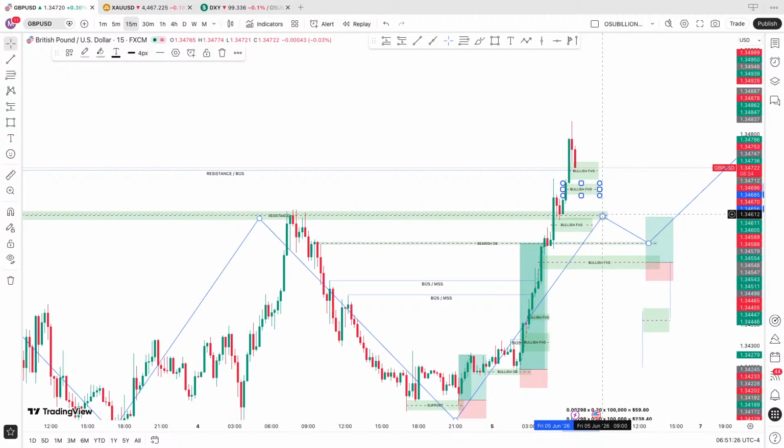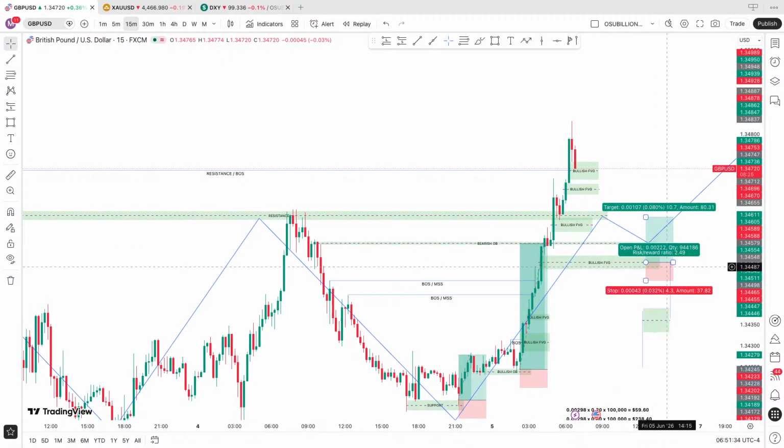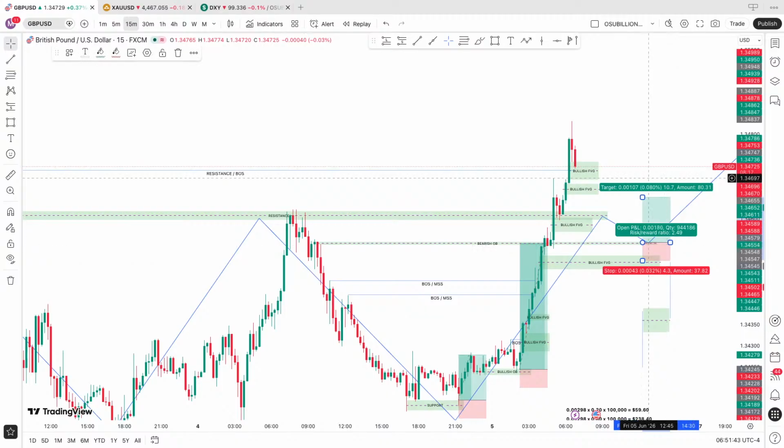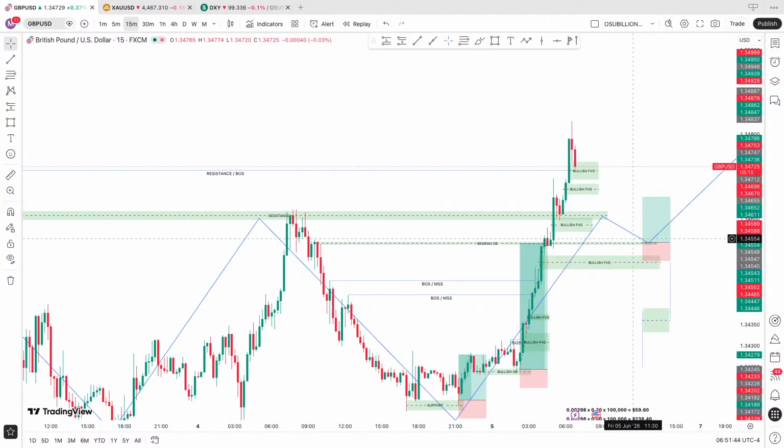I think the worst case can be the fact that we will still have a retest here, which possibly may be where the momentum will continue from. Yeah. So let's just hope for the best and see how it's going to go.